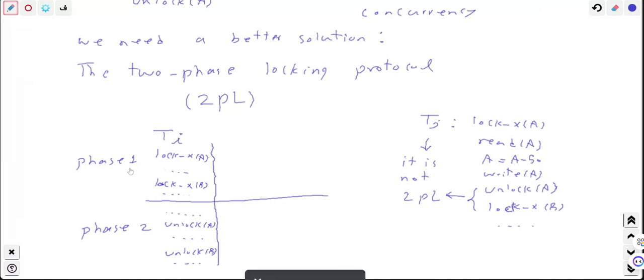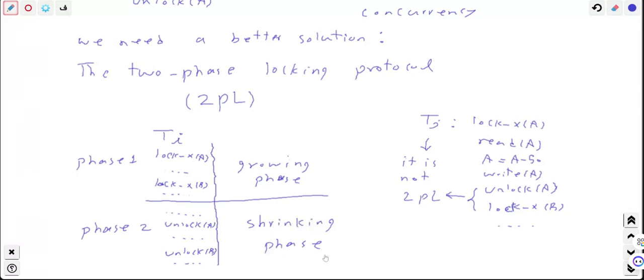The first phase is called the growing phase, and the second phase is called the shrinking phase. So all the locks should be taken in the growing phase, and all the unlocks should be in the shrinking phase.